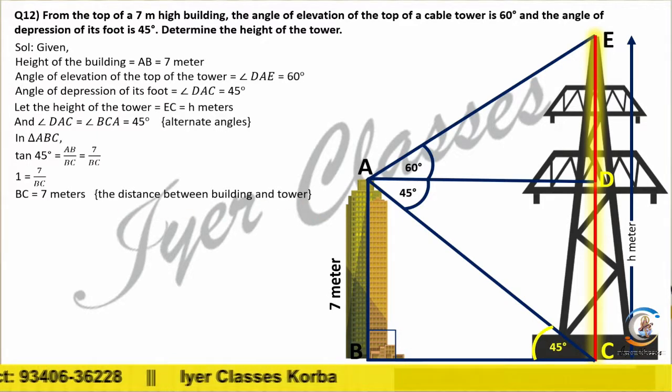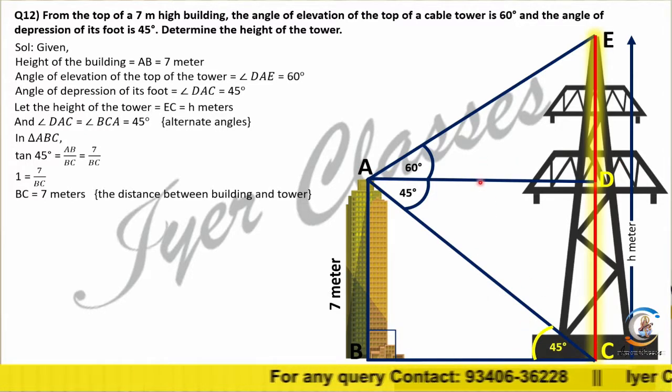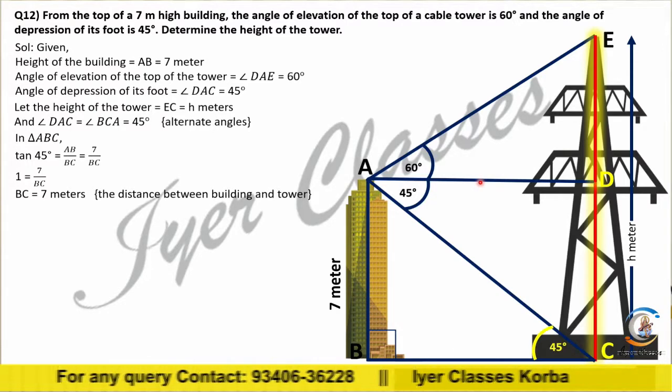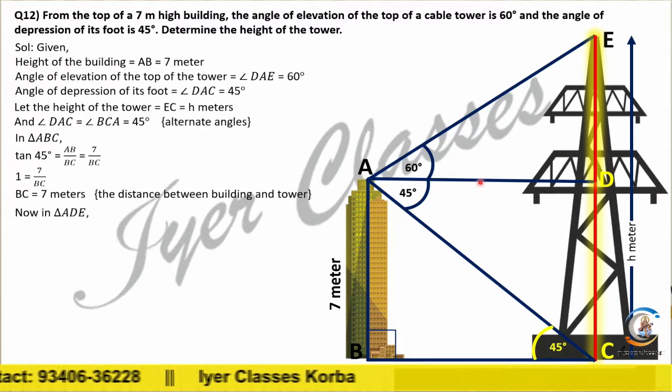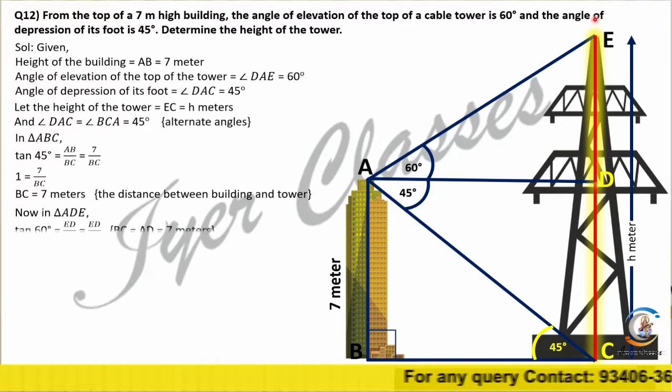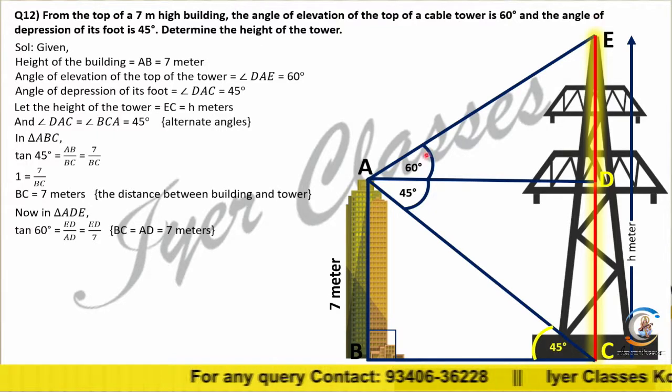Okay. So this BC and AD will be equal because they are the opposite sides of a rectangle, and opposite sides of rectangles are equal. Okay, now that also you know. Next I am going to consider is the triangle ADE.